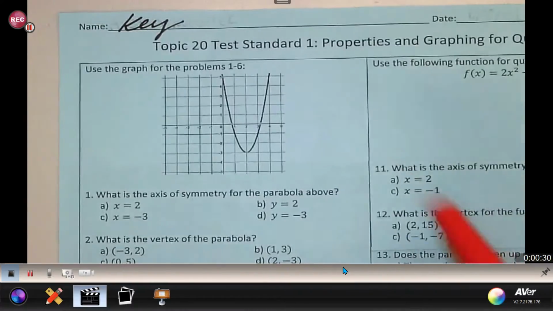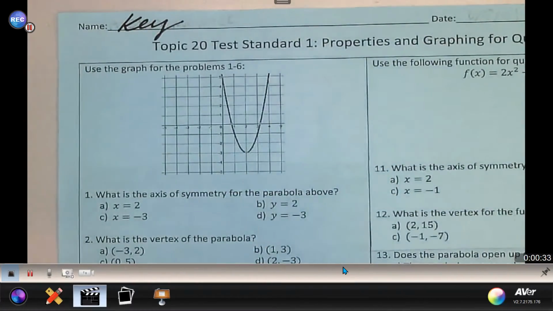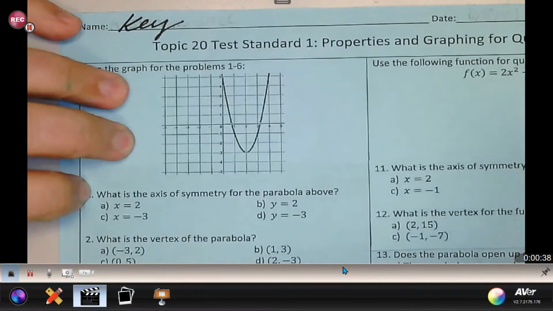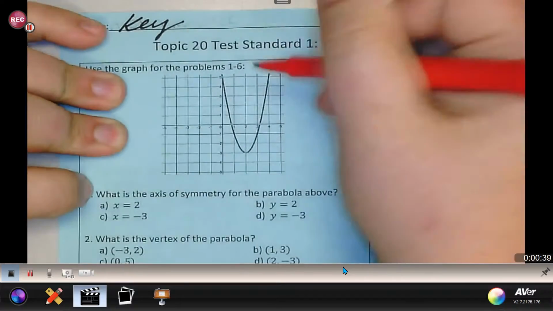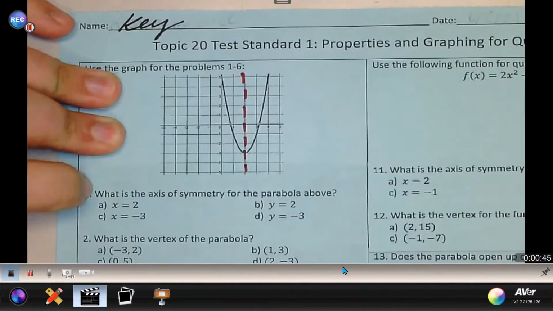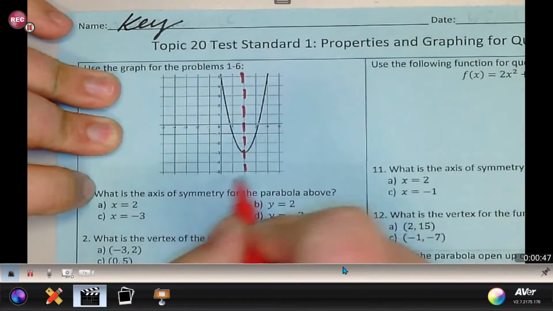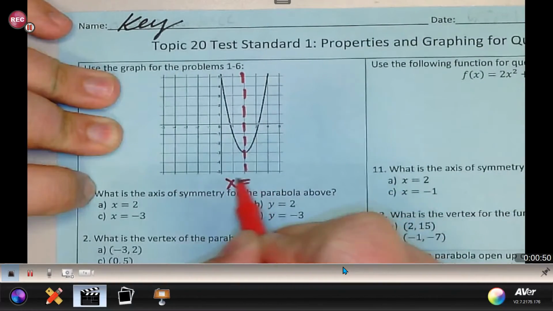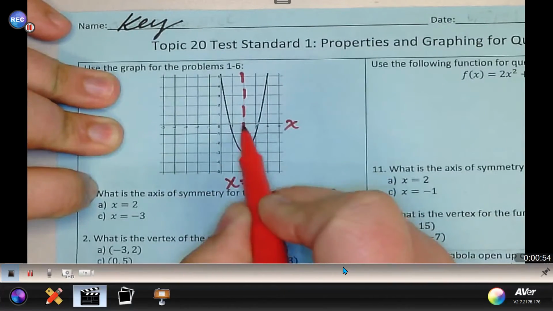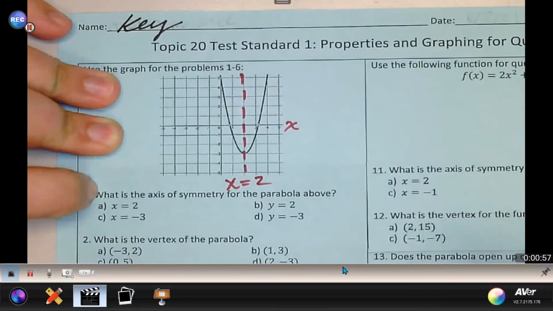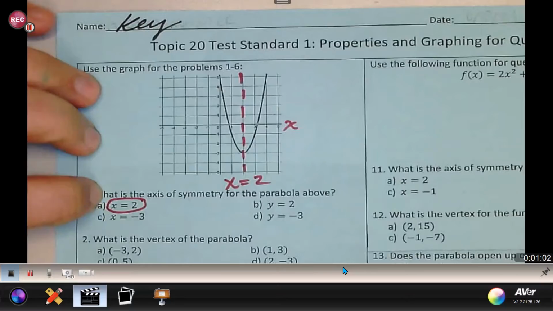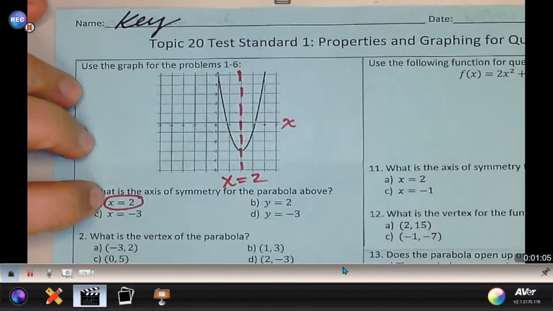So, number 1, we're using this graph for problems 1 through 6. The first thing it says is what is the axis of symmetry for the parabola? That's the vertical line that cuts this in half. It goes right through the vertex, that's it right there, and it is always x equals something. Now this is the x-axis, so that makes sense, and it goes through the x-axis at the number 2. So it's x equals 2. See how there's y equals 2? Don't pick that one. It is x equals 2. So whatever letter you have for x equals 2.